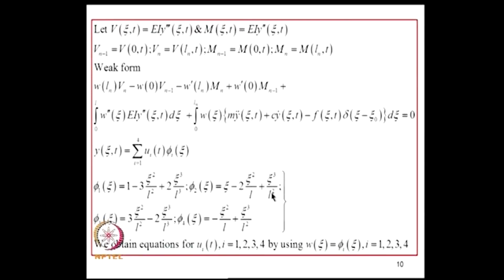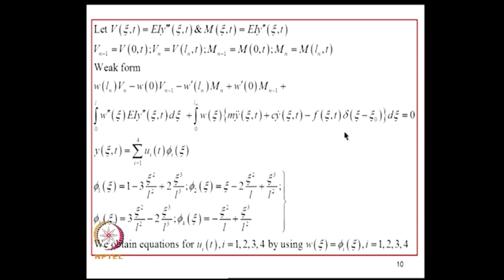Now we denote by V the shear force and the bending moment EI y triple prime and EI y double prime, and V(n-1) is the value of shear force at the left end, and Vn is the shear force at the right end. Similarly we define M(n-1) and Mn as the bending moments at xi equal to 0 and Ln. The weak form using these notations now takes this value, represented by this equation.